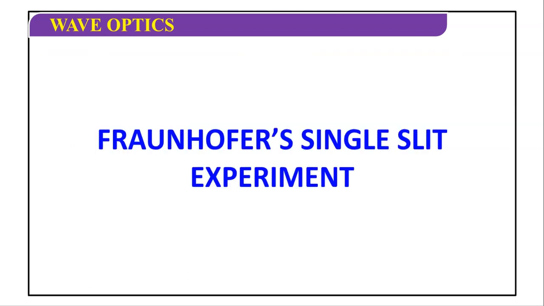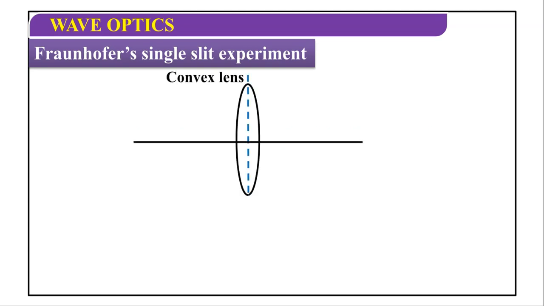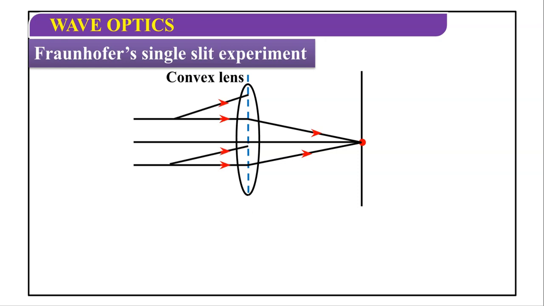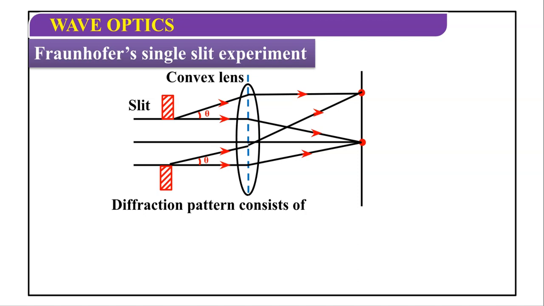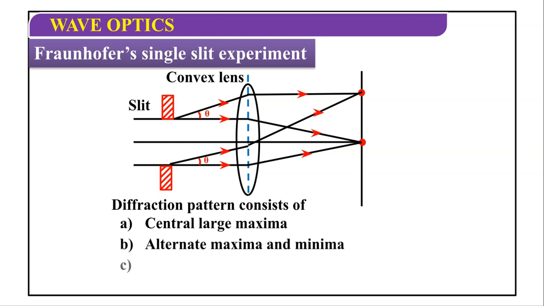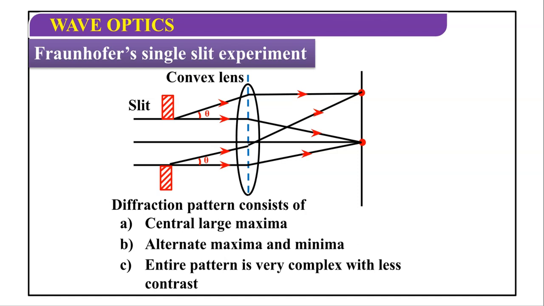Now, let's see the Fraunhofer single slit experiment. Here we have taken a convex lens and the light rays that pass parallel to the principal axis converge, because a convex lens is known as a converging lens. So, this will converge at the focus point. Now, because of the obstacle, light rays deviate a little from their own path and the image is formed in this pattern. So the diffraction pattern consists of a central large maxima, and alternate maxima and minima. The entire pattern is very complex with less contrast.